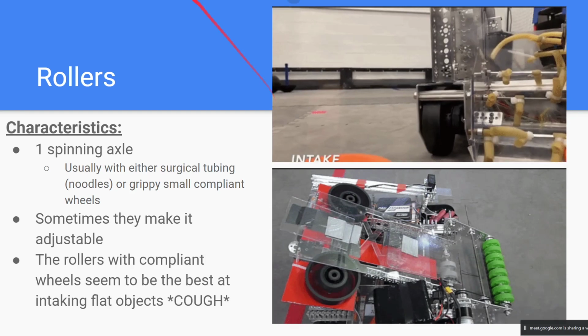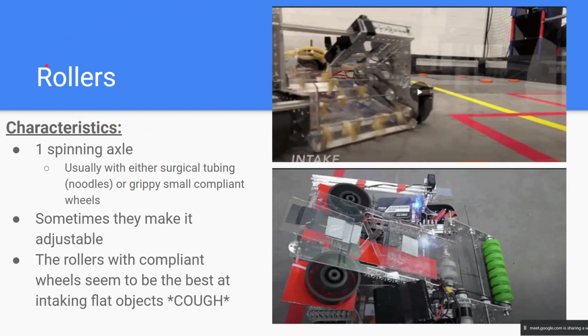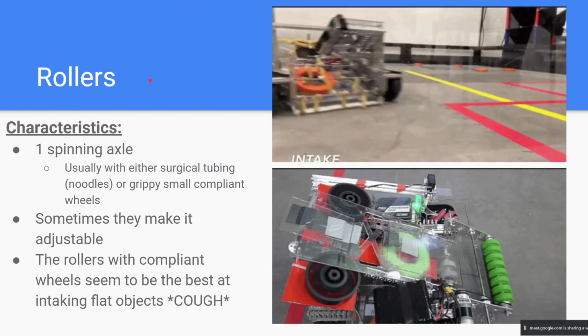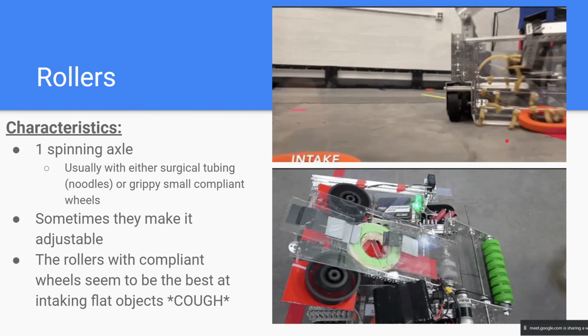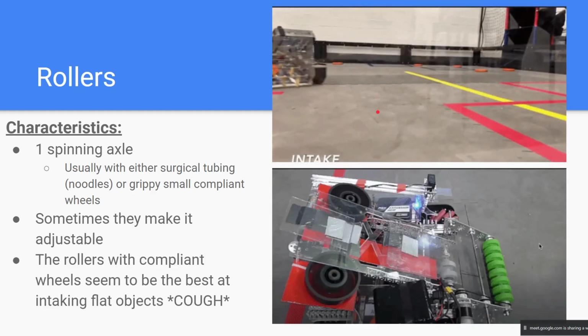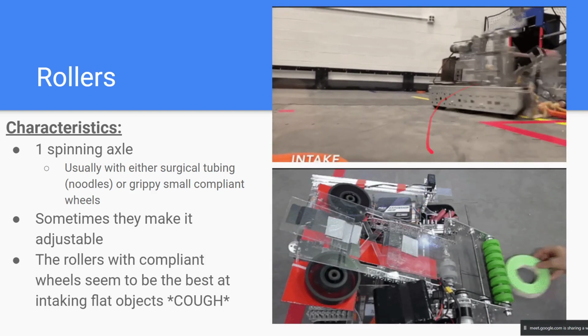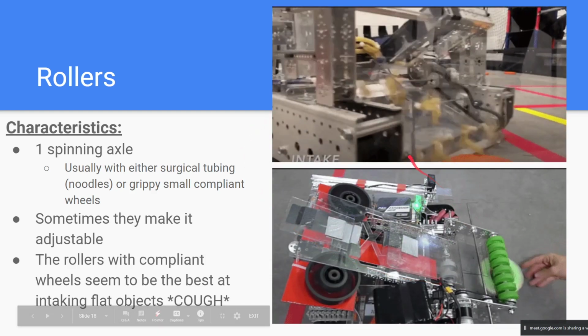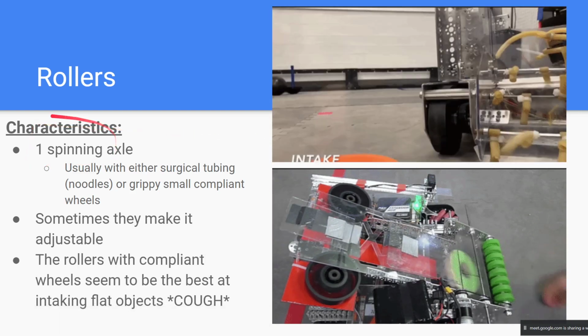So yeah, okay, now we're gonna go into rollers. This is why I think rollers are actually good for this year. Literally, these are videos of people who made a robot for this game already. So yeah, the way it works is there's one spinning axle.